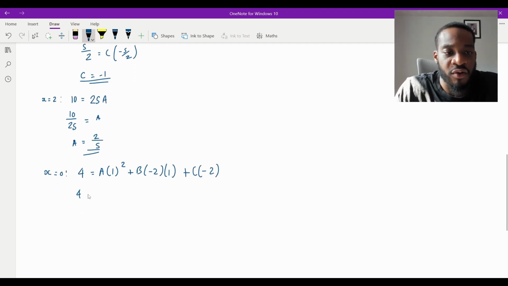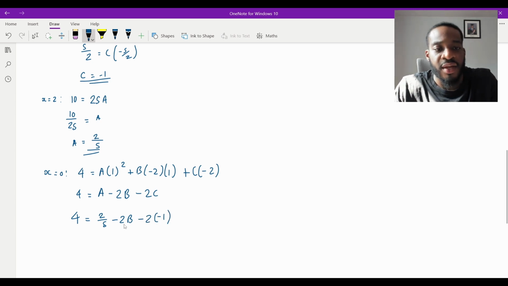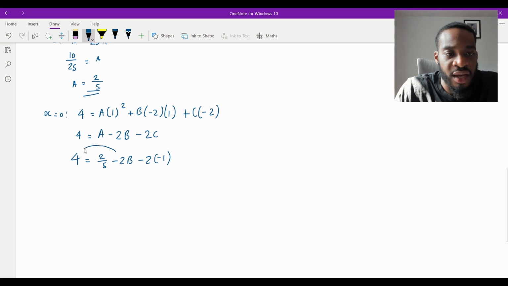So tidying that up, 4 is equal to 1 squared is 1, that's going to be an A. Or to be fair, A is 2/5, or you know what, I'll do it after, so it's super clear. That's going to be minus 2B, and then that's going to be minus 2c, and then let me plug in a and c now. So 4 is going to equal, a is 2 over 5, minus 2b, and then minus 2 lots of c, which was minus 1 over there. Let me just tidy up before I move things: 2/5 minus 2b plus 2.